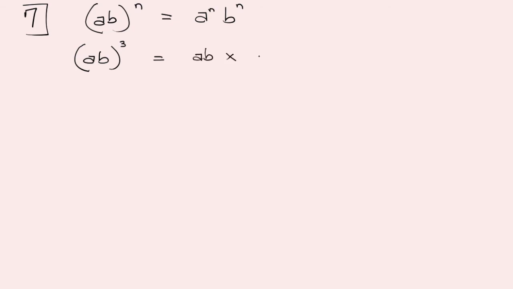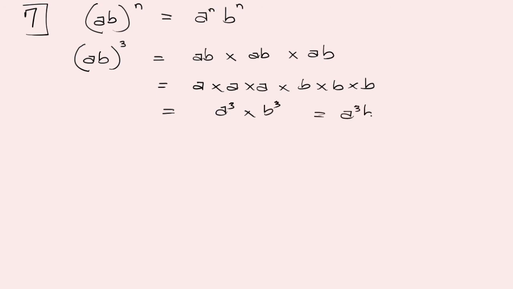The seventh law we'll be looking at is AB raised to power N is equal to A raised to power N, B raised to power N. And to prove that, if we have an example such as AB raised to power 3, what we're essentially saying is AB multiplied by AB multiplied by AB. And this is no doubt saying A times A times A and B times B times B. And simply said, all this forms A cubed and this forms B cubed. And so that proves the law that AB raised to power N is equal to A raised to power N, B raised to power N.